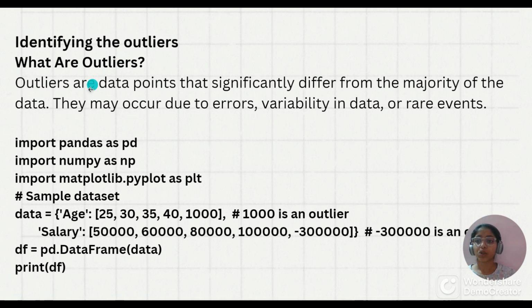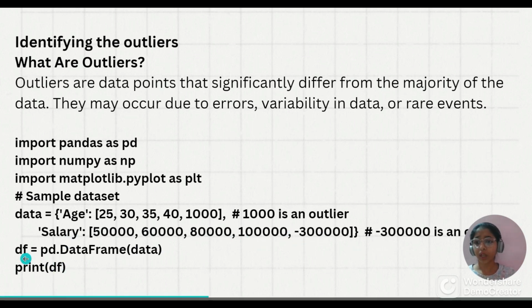Identifying the outliers. So what are outliers? Outliers are the data points that significantly differ from the majority of the data. They occur due to errors, variability in the data, or rare events. In this example, as you can see in the age, 1000 is an outlier because 1000 can never be the age of a human. In salary, minus 3 lakhs is an outlier because salary can never be negative. So we create this data in a data frame. Convert this data into a data frame.